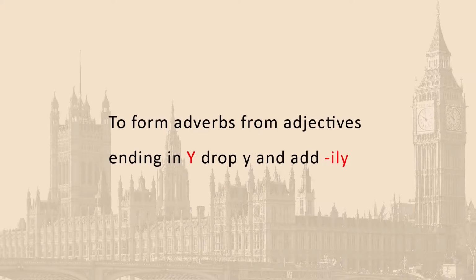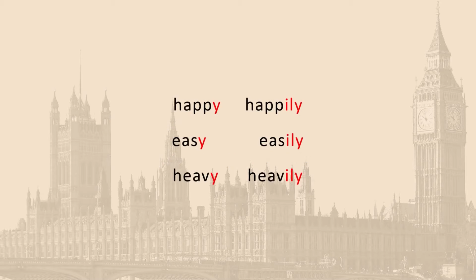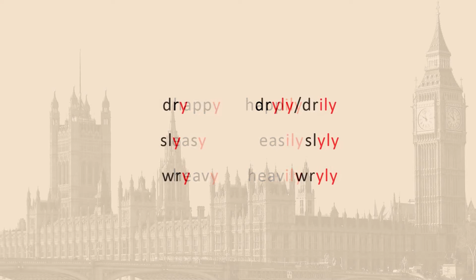Now let's have a closer look at some adverbs. To form adverbs from adjectives ending in y, we drop y and add ily. For example, happy, happily, easy, easily, heavy, heavily. But be careful: dry, dryly; sly, slyly; wry, wryly.